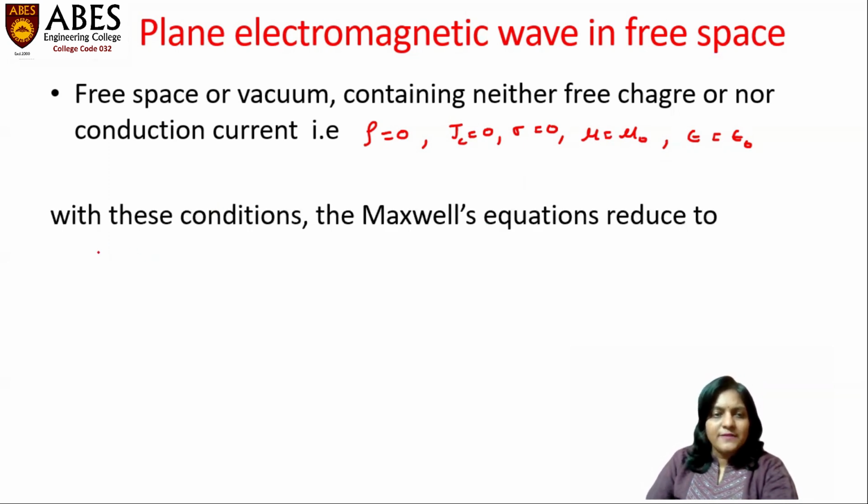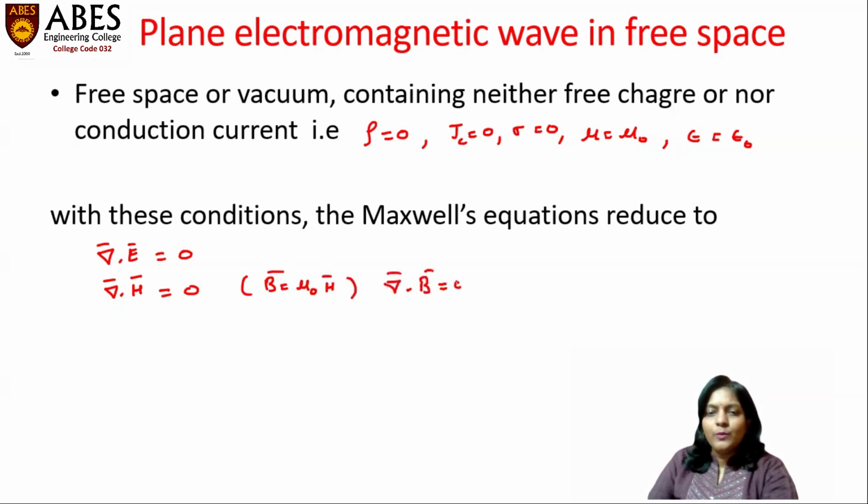There are four Maxwell's equations. The first Maxwell equation, which is the Gauss law of electrostatics, becomes del dot E is equal to 0. The second Maxwell equation, which is the Gauss law of magnetostatics, reduces to del dot H is equal to 0, because we know that B is equal to mu naught H, and we know that del dot B is equal to 0. So we can write del dot H is equal to 0.